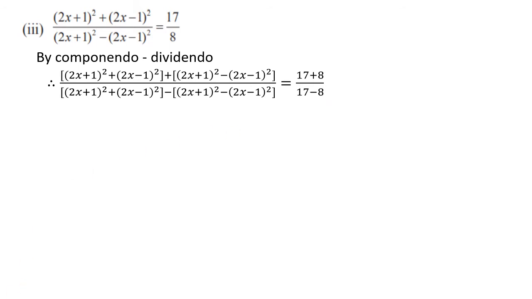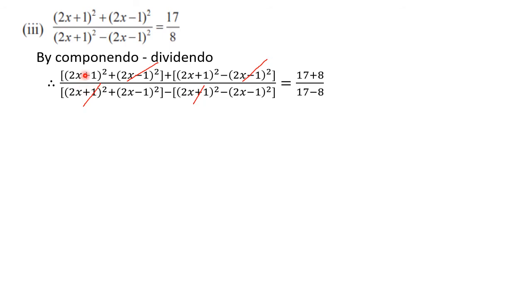Now what you can observe is, because of the signs here, this is plus (2x minus 1) the whole square, and this is minus (2x minus 1) the whole square. So this bracket will get cancelled in the numerator. Similarly, in the denominator, (2x plus 1) the whole square will get cancelled with minus (2x plus 1) the whole square. So these cancellations you can show with a pencil. I have done this to make you understand how they are cancelled.